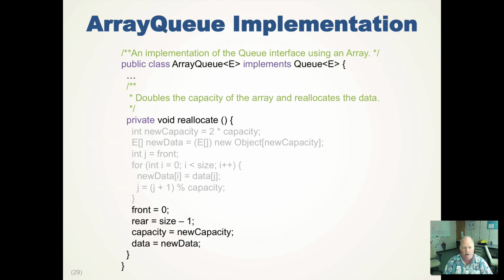We then assign front to be 0. We're starting at 0, right? Because we just moved everything into 0. Rear is size minus 1, because that's the last index of our array. And the capacity is the new capacity, and then we overwrite the data with the new data. So we now have all the things in the new data, and it goes from 0 to wherever. So that's our new array.